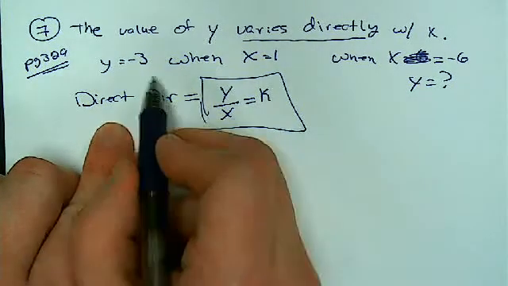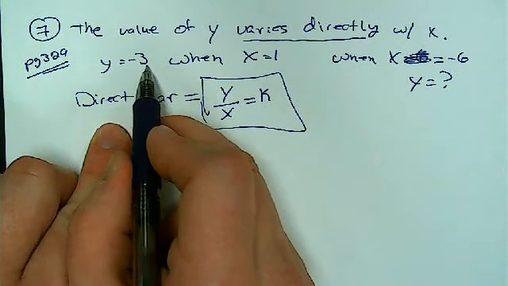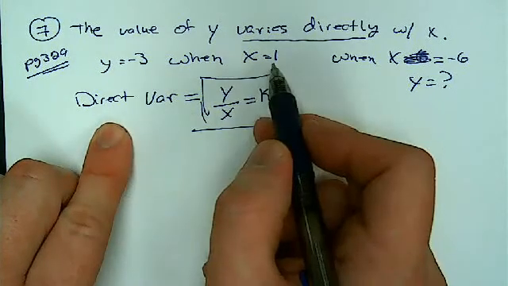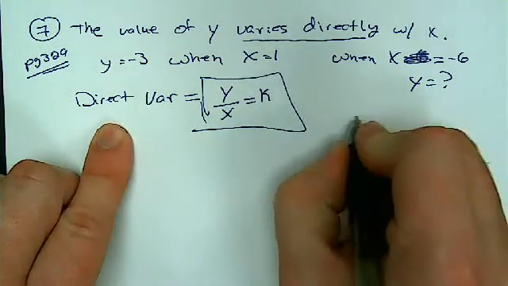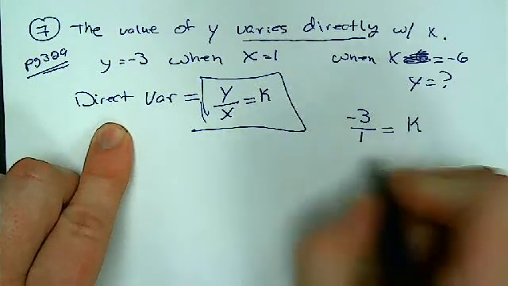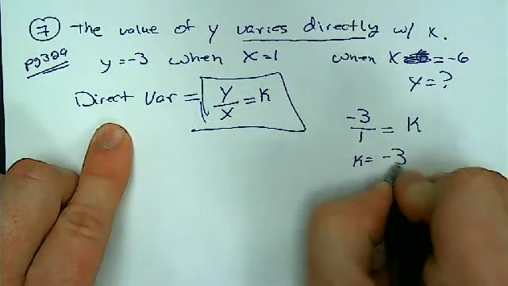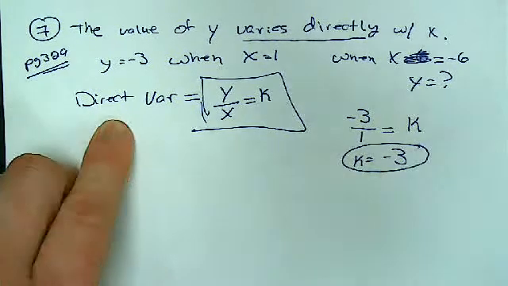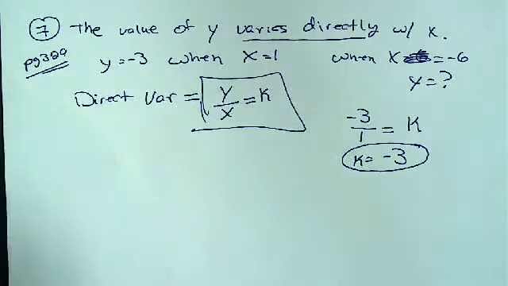So that means that if y is -3 when x is 1, okay, well, let's see, that's -3 over 1 equals k, or k is just -3. That's the constant of variation. That's the number that ties it all together.